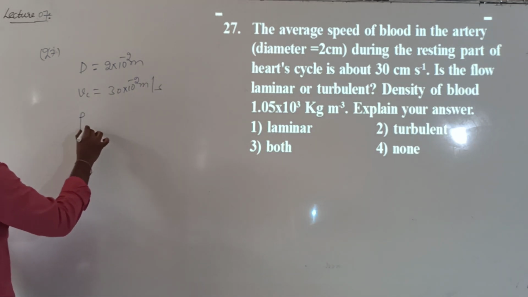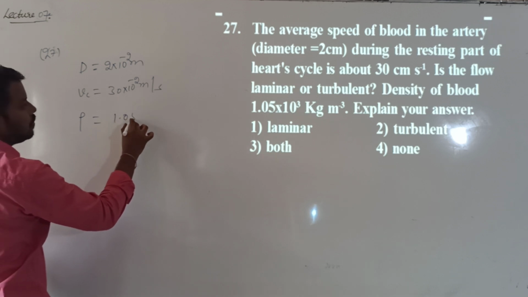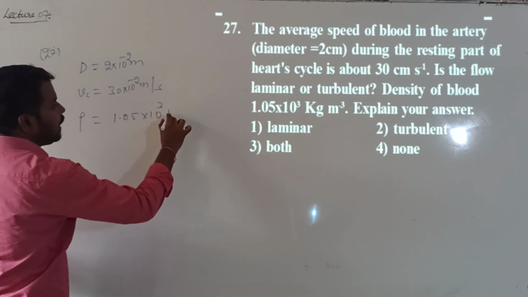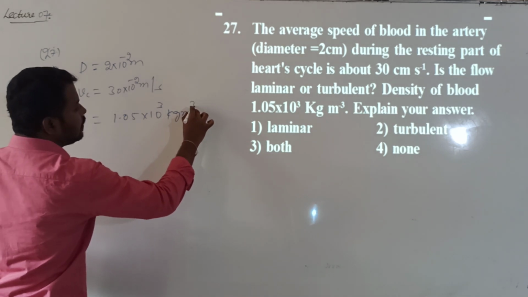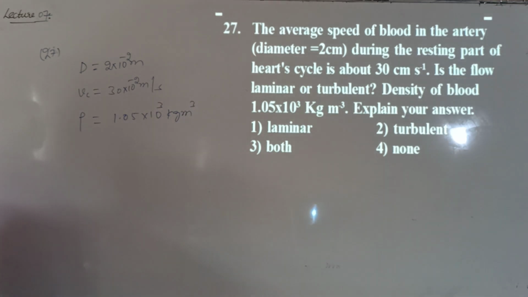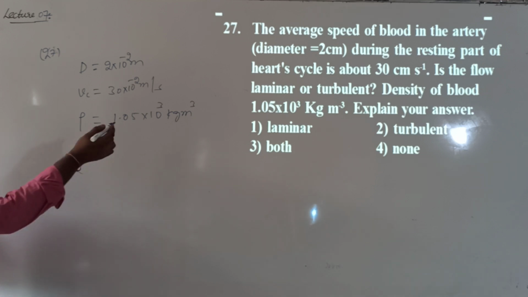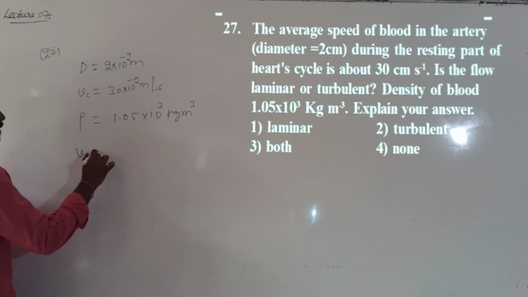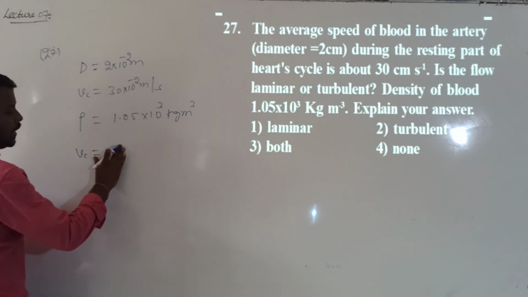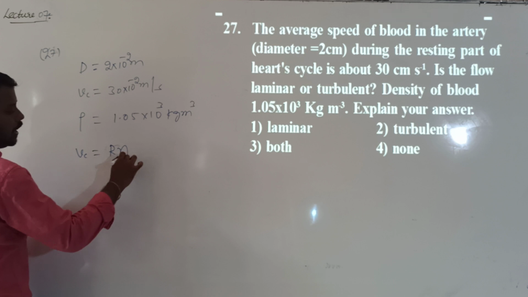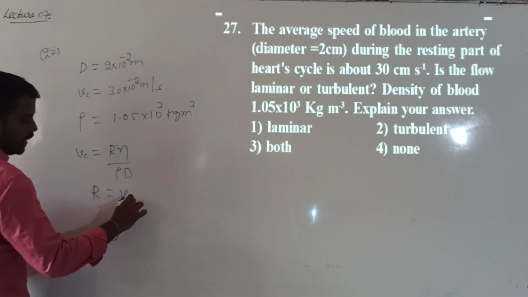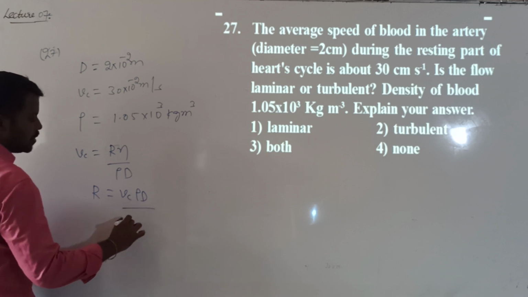The density of the blood is given, that is 1.05 into 10 to the power of 3 kilogram per meter cube. This is density. The coefficient of viscosity is not given here for the blood. They are asking whether the fluid flow will be turbulent or laminar. To know that, what is the formula for Vc? Vc is equal to R into eta divided by rho into d. From this, the R value is Vc into rho into d divided by eta.